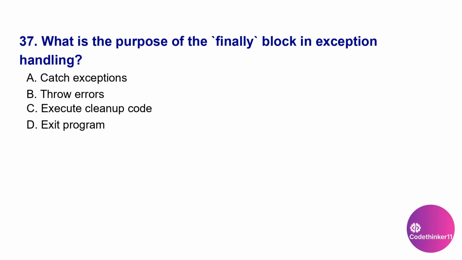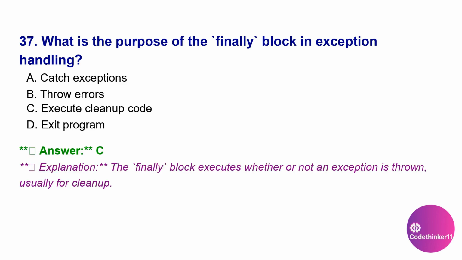Question 37. What is the purpose of the finally block in exception handling? Option A. Catch exceptions. Option B. Throw errors. Option C. Execute cleanup code. Option D. Exit program. The correct answer is option C. Explanation. The finally block executes whether or not an exception is thrown, usually for cleanup.